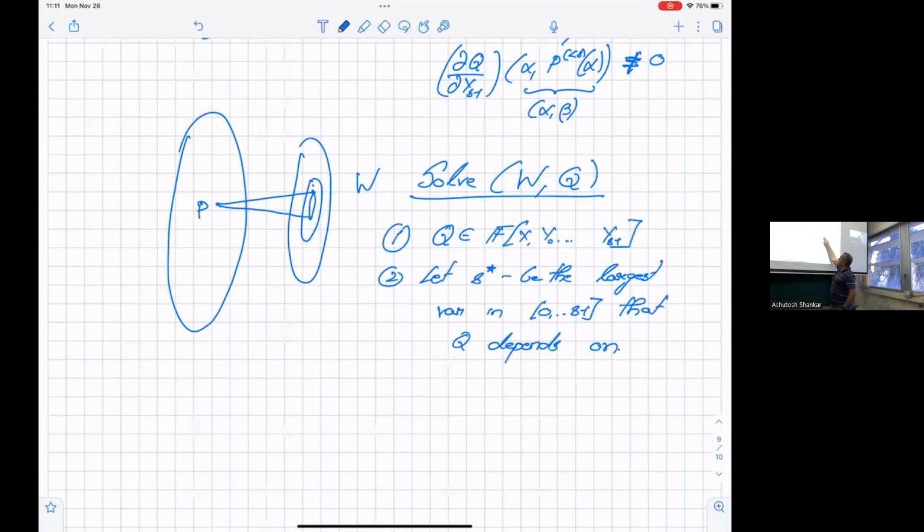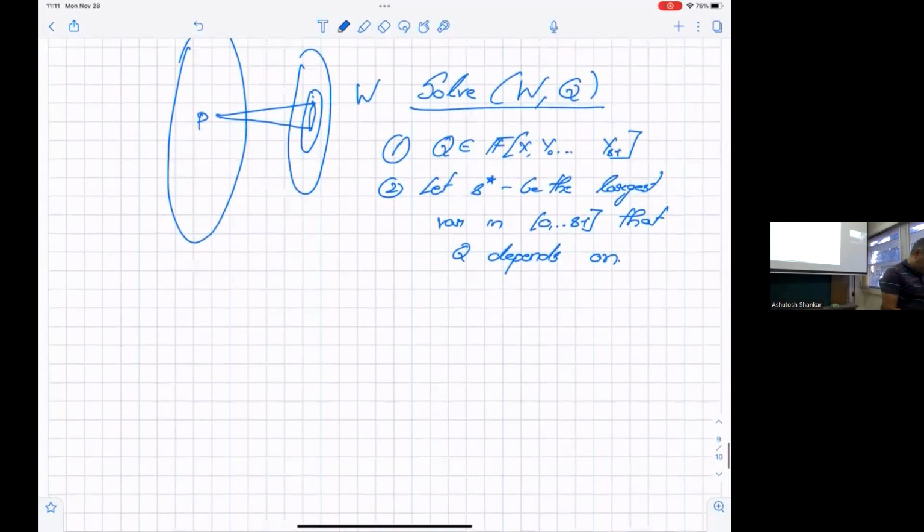It might be that there is no variable here. Q is actually just a function of x, not a function of this one. Then there is no P that matters. If no such S star exists, output the empty list, L is the empty list.